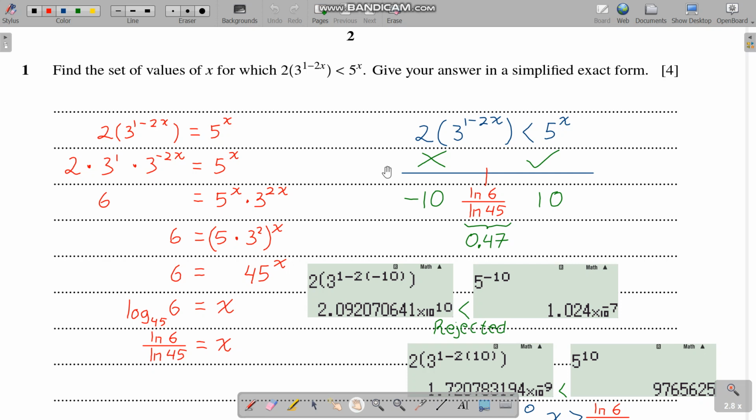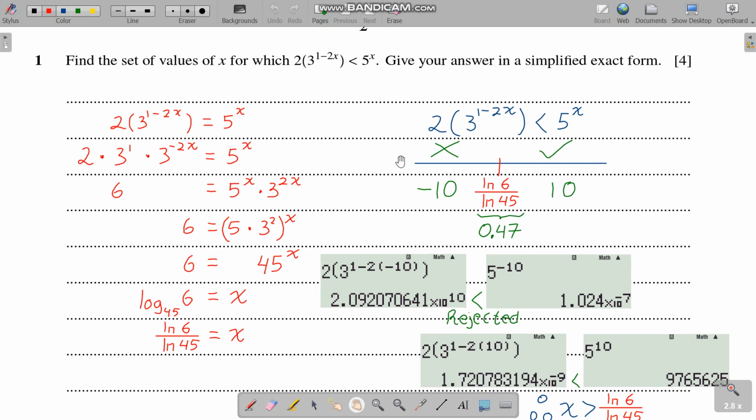Logarithmic inequality or exponential inequality. So in exact value, we need to solve the inequality. We start with the original inequality and then we split this power here.